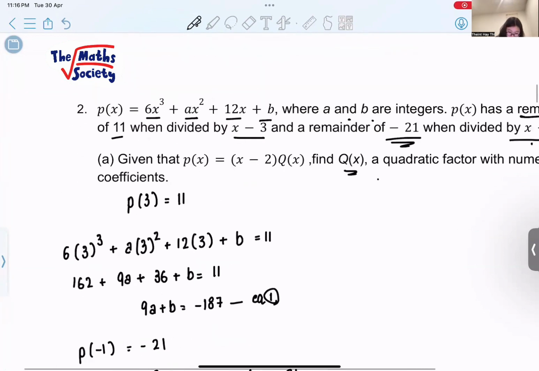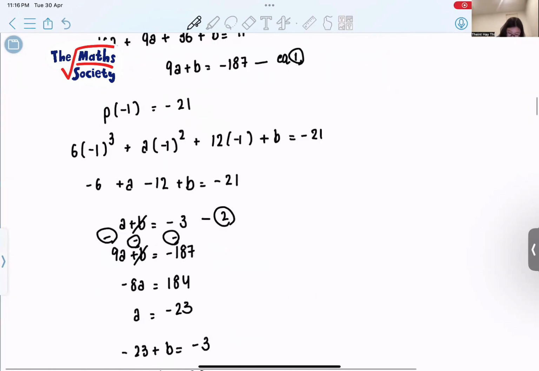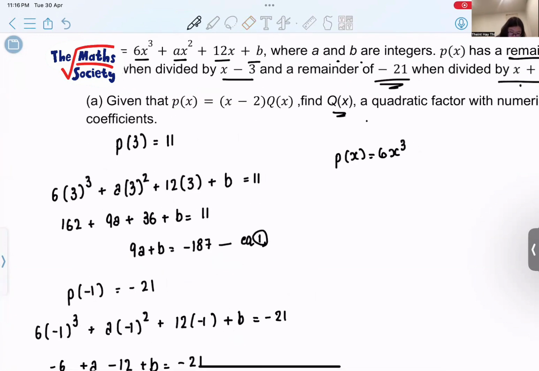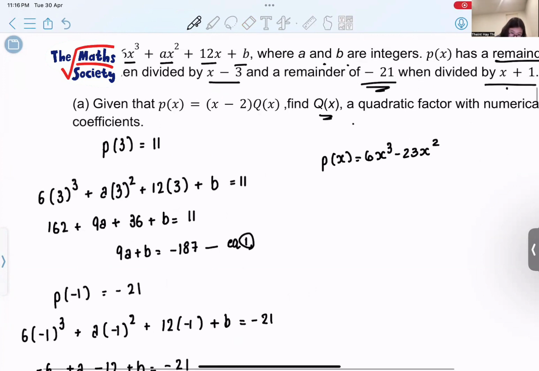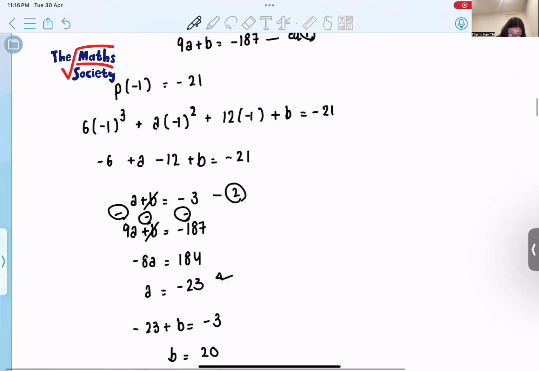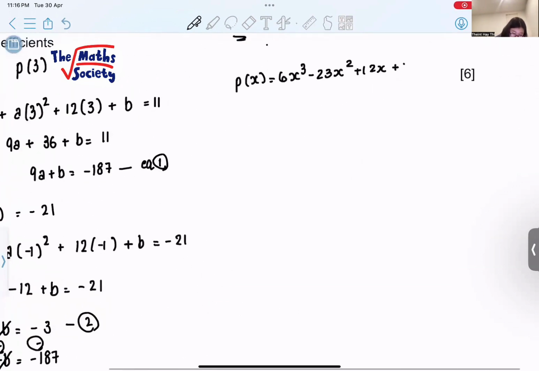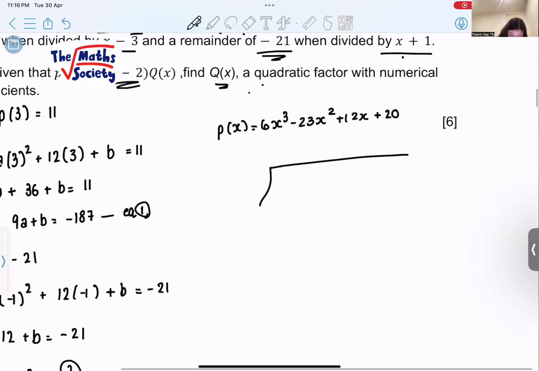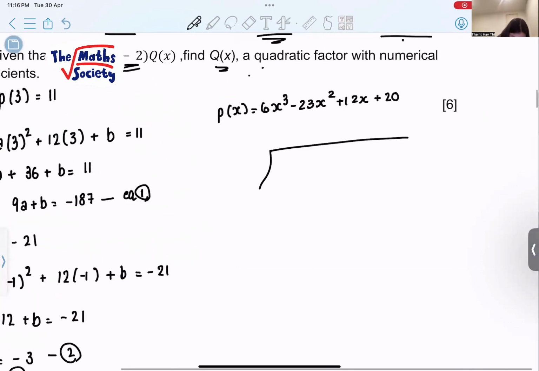So then p of x equals 6x cubed plus, we find that a is minus 23, so minus 23x squared, plus 12x, and then b, which is plus 20. And then we need to find a quadratic factor by dividing this. So it's going to be this way, which is x minus 2.